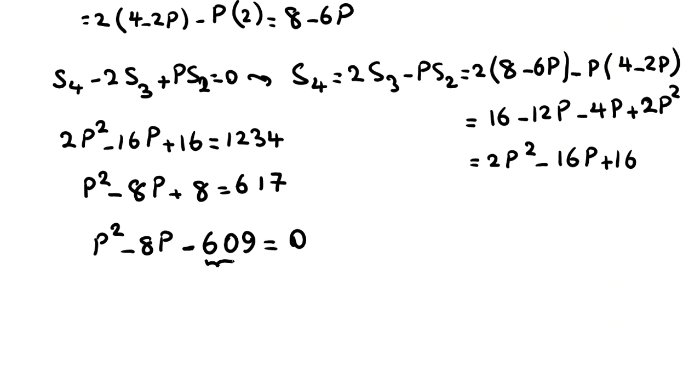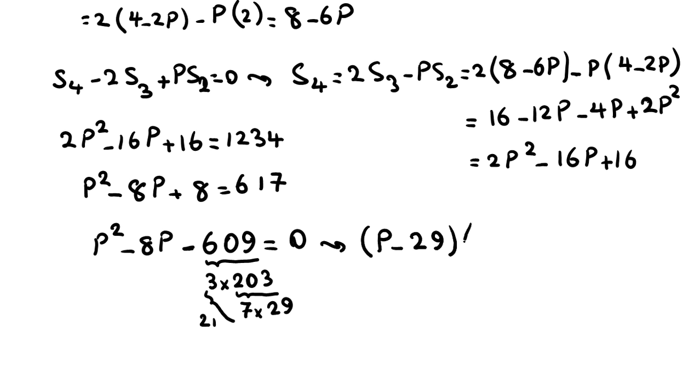Now I want to factorize. 609 is 3 times 203, and 203 is 7 times 29. So if we consider 3 times 7, 21, times 29, we can factorize like this: P minus 29 times P plus 21. Negative 29 plus 21 is negative 8, and negative 29 times 21 is exactly this part. So P can only be 29 or negative 21.